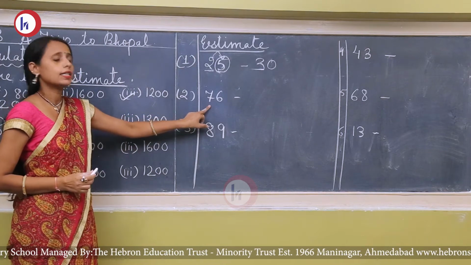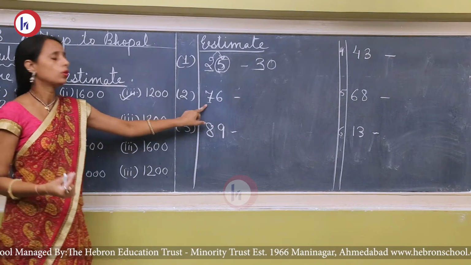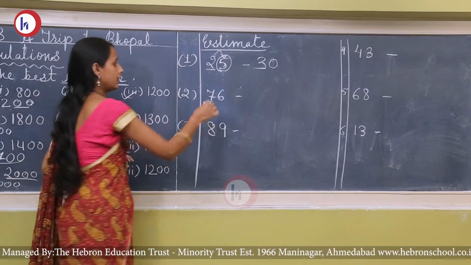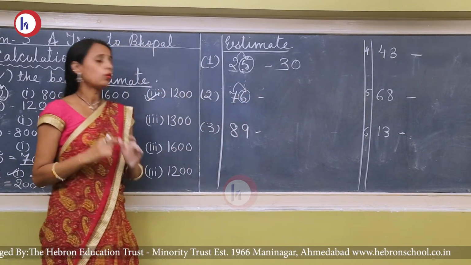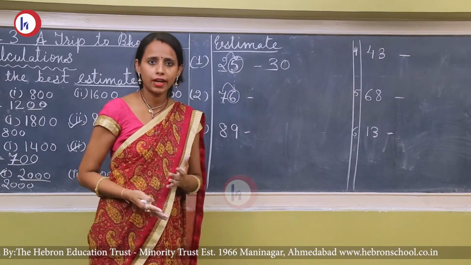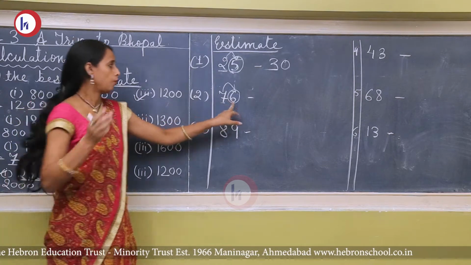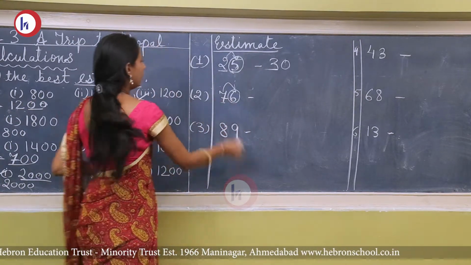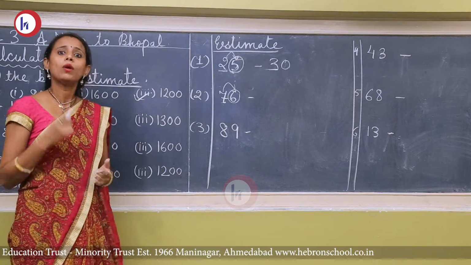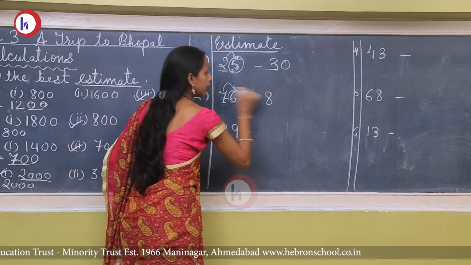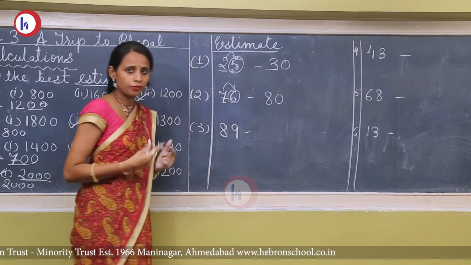Okay, so next is 76. So first digit is 7. So we have to estimate this number. So see, the right digit of 7, it is 6. Now tell me, 6 is more than 5 or less than 5? Now as we know, 6 is more than 5. Okay, so when the digit is more than 5, then the first digit, that is on the tenth place, is increased by 1. So 7 plus 1 is equal to 8. And 6 will be changed in 0 because we are finding the rounding figure.